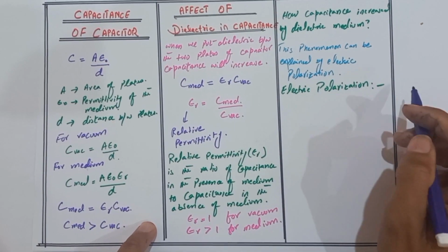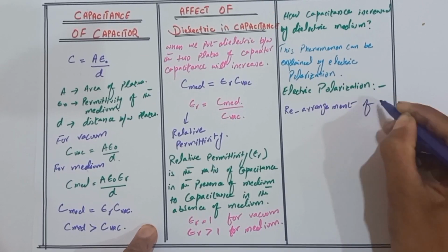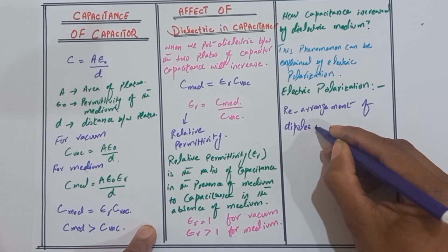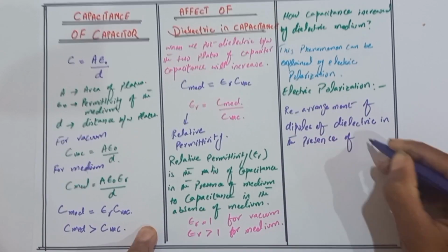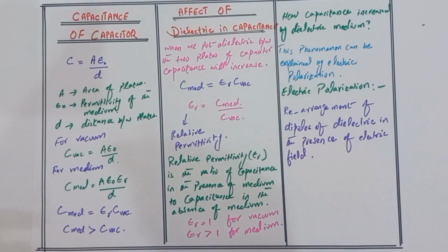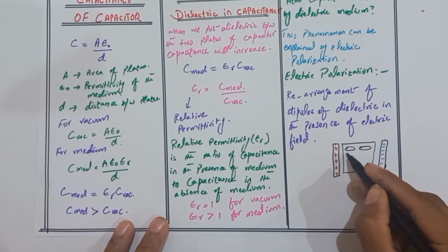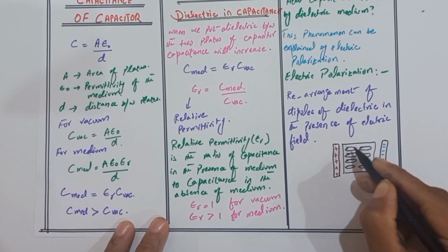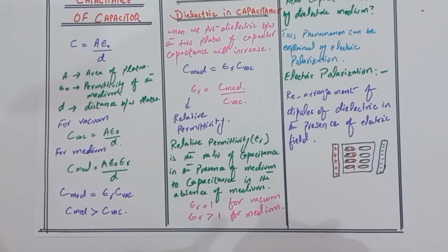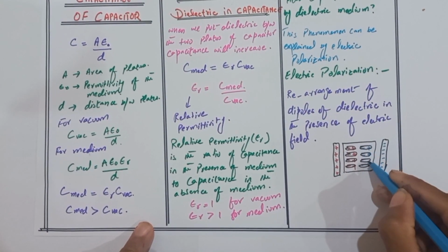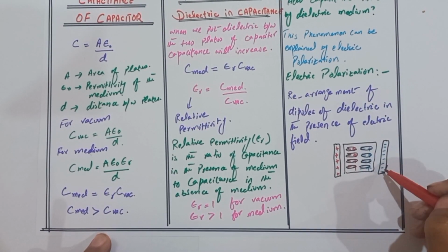Electric polarization is basically the redistribution of charges inside the dielectric, or we can define it as the rearrangement of dipoles of the dielectric in the presence of an electric field. When we put an unpolarized dielectric medium between the plates, the dipoles of the dielectric rearrange themselves in the presence of the electric field of the charges on the plates of the capacitor. Here, the negative charges are attracted by the positive plate, and here positive charges are attracted by the negative plate. So dipoles rearrange themselves by electrostatic attraction and repulsion between the plates of the capacitor.